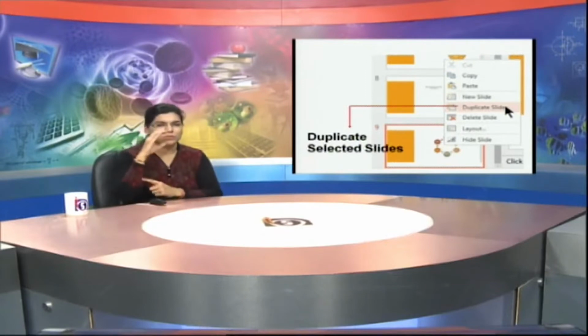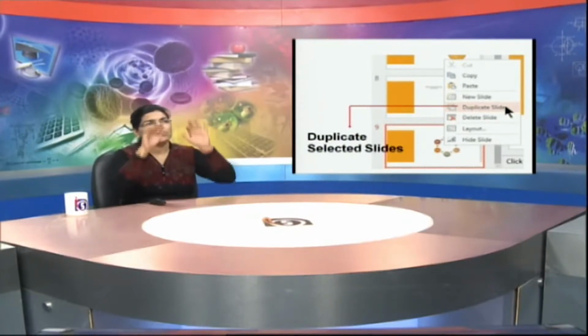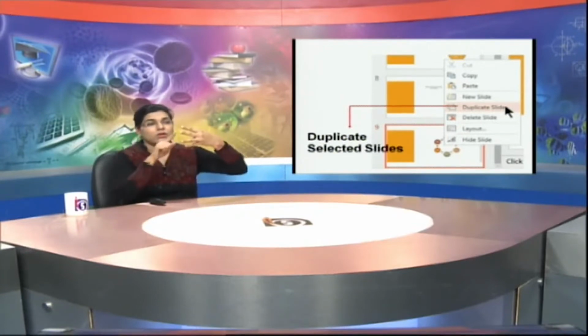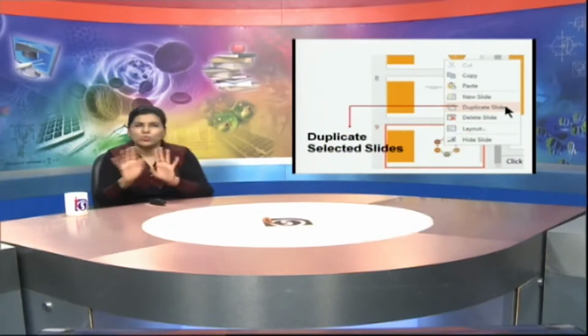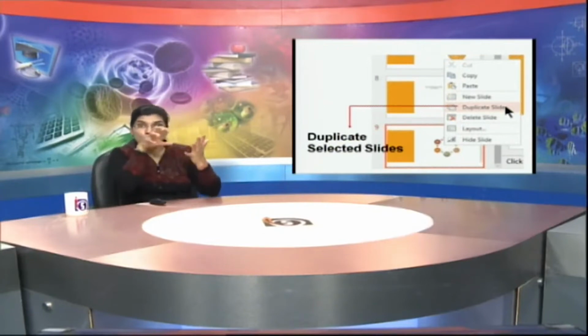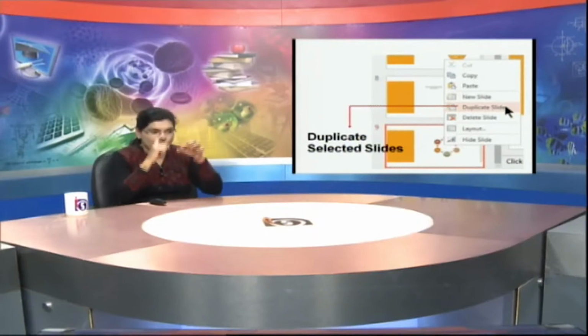How do we duplicate selected slides? So, for example, if there is a slide and we want the same slide again, so we will select it. Instead of typing again, we can right click and select duplicate slide, and that will be copied again.